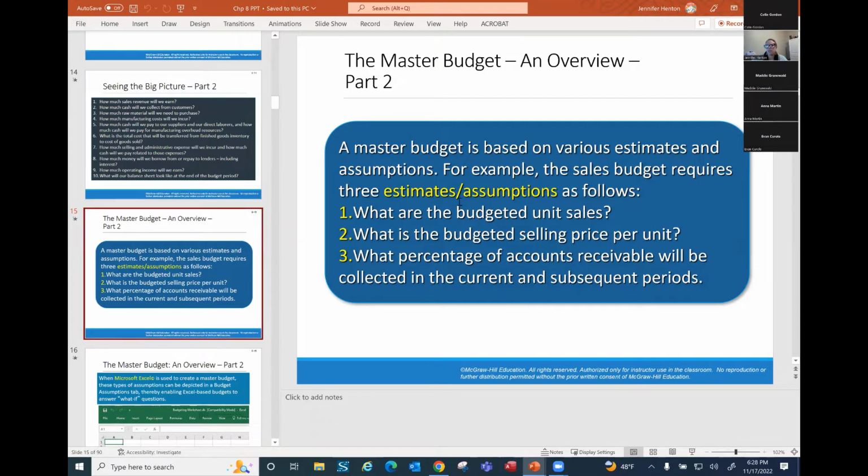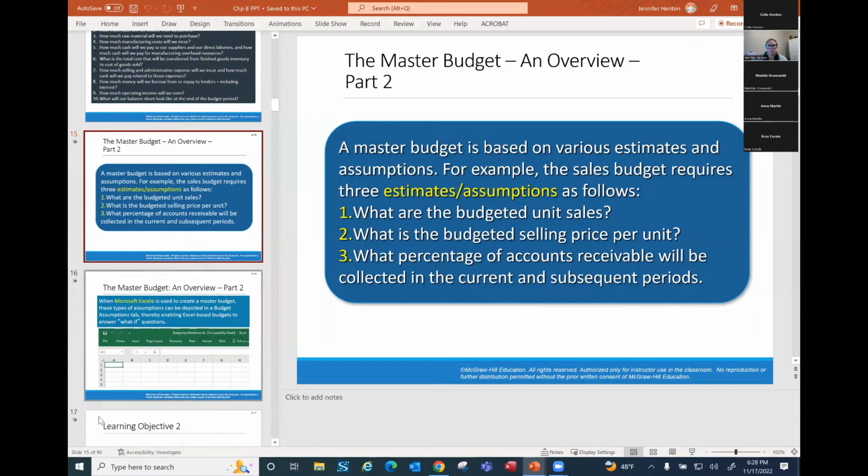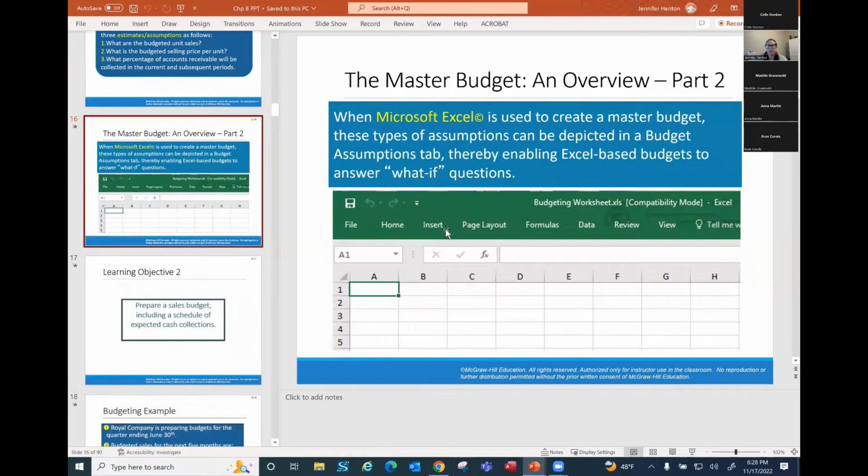So what are the budgeted unit sales? What is the budgeted selling price for the unit? What's the percentage of accounts receivable that will be collected in current and subsequent periods? Maybe we have to offer incentives to have a better cash flow. That's an option. Sometimes we'll give them a little discount, and that's all talked about in principles, where you have maybe a customer that's offered a discount if they pay in advance. That helps you with your cash flow and money coming in, in order to be able to buy the materials you need for the next job. So that's something that could also be talked about and considered.